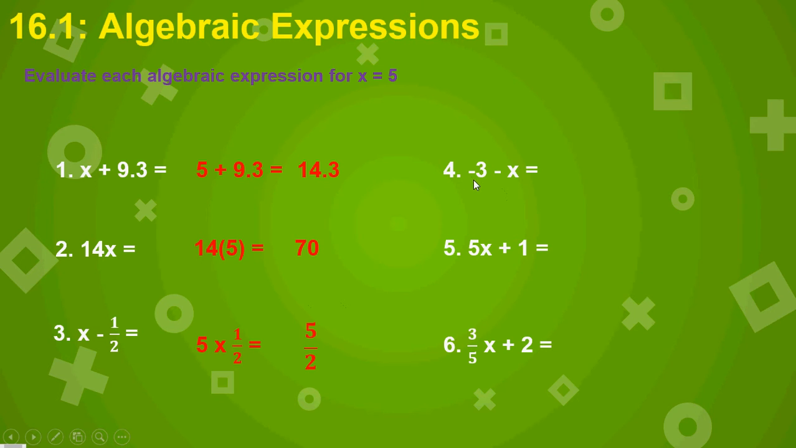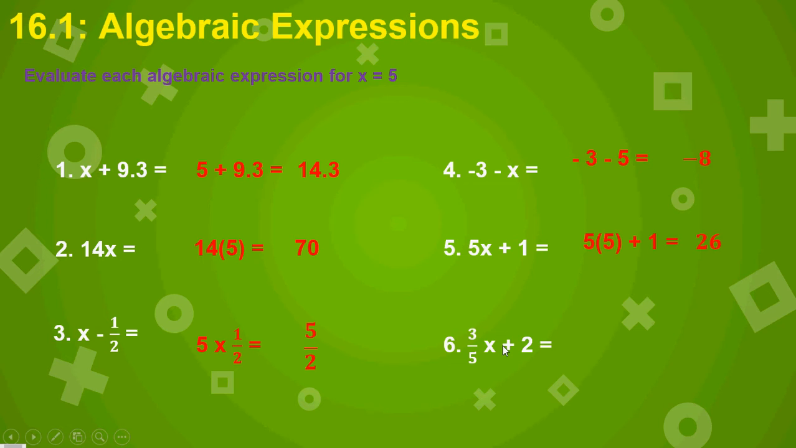Now, number 4, it's minus 3 minus x. ¿Dónde está la x? Yo voy a poner el 5. So in this case, minus 3 minus 5. How much is minus 3 minus 5? Minus 8. Next one, 5x plus 1. 5 times x plus 1. Esto sería así. 5 times 5 plus 1. ¿Qué hago primero? PEMDAS. Multiplication first. 5 times 5, 25 plus 1, 26.